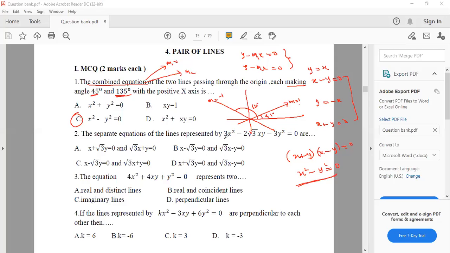Next is find the separate equation. I didn't tell you about that, no? Separate equation you can find out by two methods. One method, splitting and factorizing. Or you can just multiply and see which one will give you this answer. Anyway, let me teach you this method.